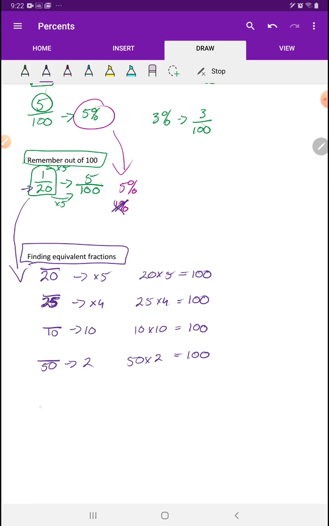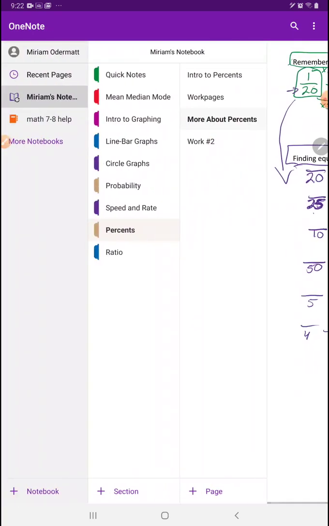You might see some others, like you might see 5 on the bottom. That's actually just the same thing here. You see 20 times 5, so 5 times 20. It's the same thing, just backwards. Okay? So the same thing as if you see a 4 on the bottom, then you know you have to times by 25. If you see a 2 on the bottom, you know you have to times by 50. Yeah? All right, so that's basically all the review I have to do for that.